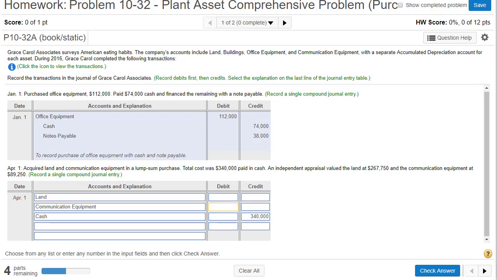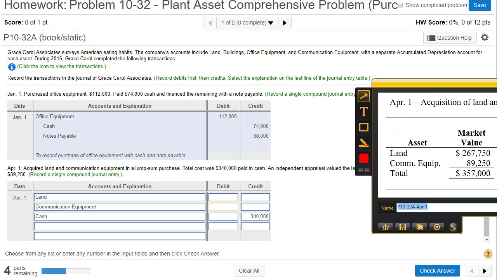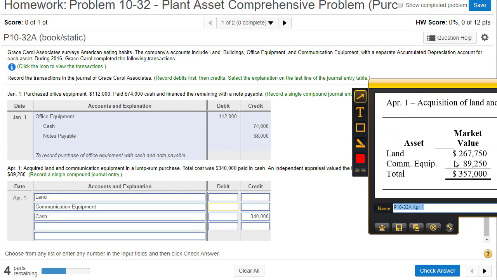So if you remember, this is a lump sum transaction. So this basket purchase, same as a lump sum transaction, we need to figure out the appropriate value of the land and the communication equipment. So our first task is to figure out the total market value. So here's the land, market value $267,750. Here's the communication equipment, $89,250. Remember, these are appraised values. And the total is $357,000, which does not equal this $340,000. That's why we couldn't record the transaction that way.